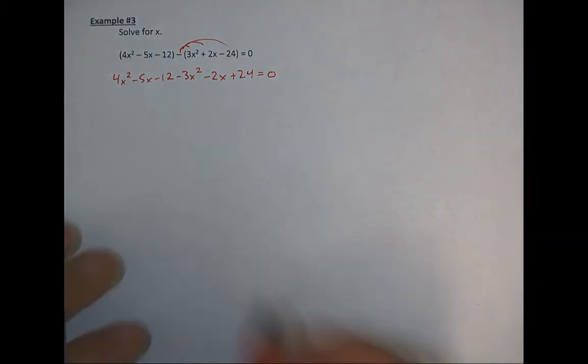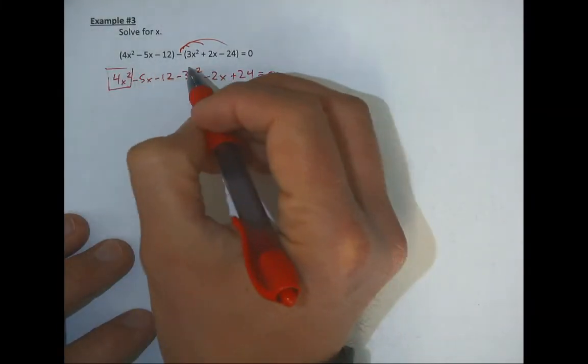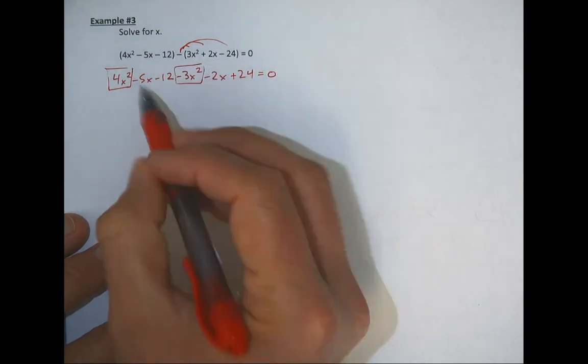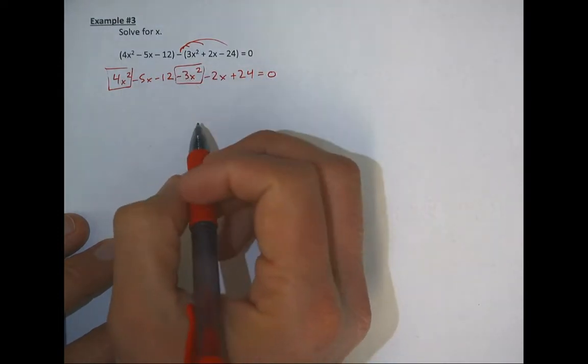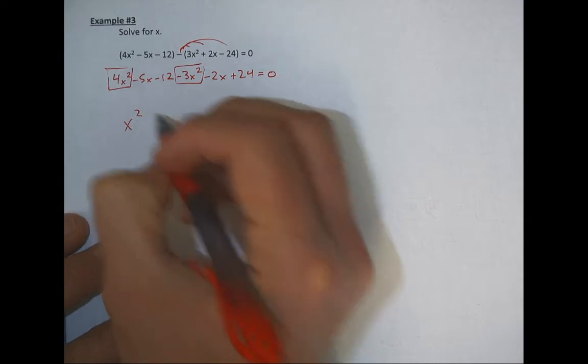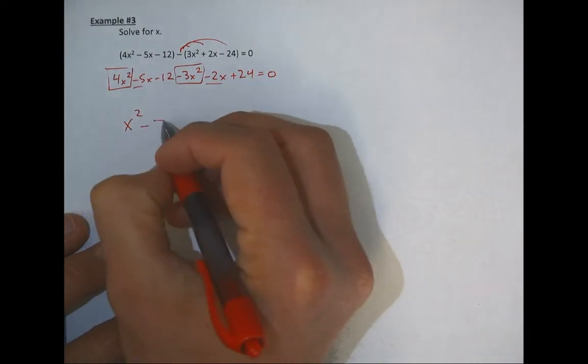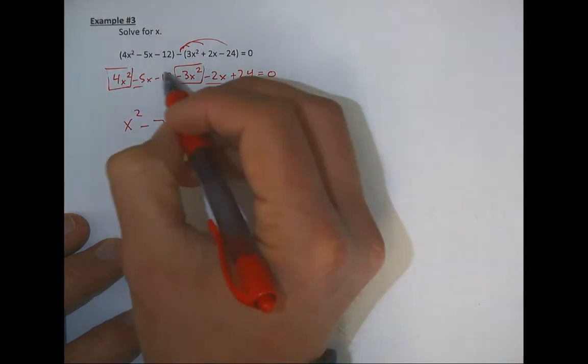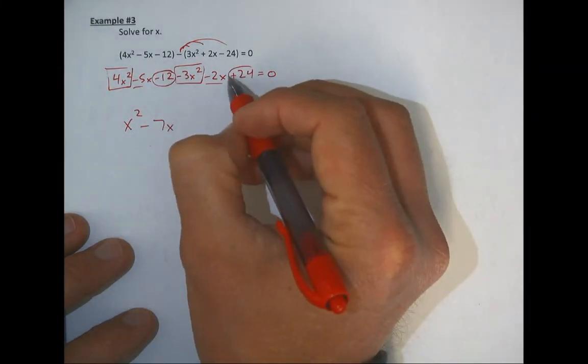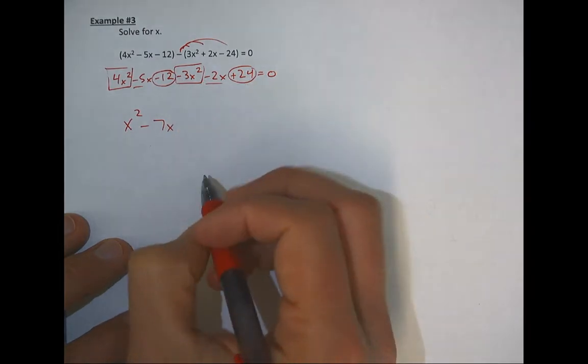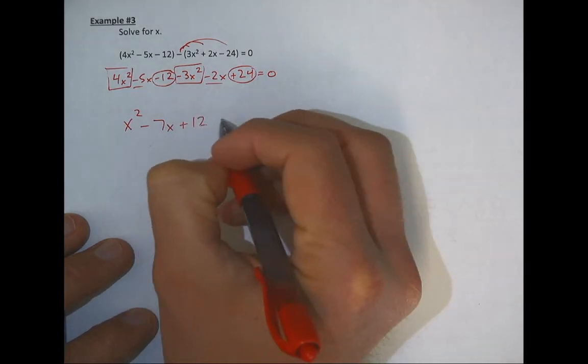And now I'm going to start combining like terms. So a 4 minus 3 gives me just an x squared. I have a -5x and a -2x. That's a -7x. And I've got a -12 and a positive 24. You add those together, that's positive 12. So plus 12 equals 0.